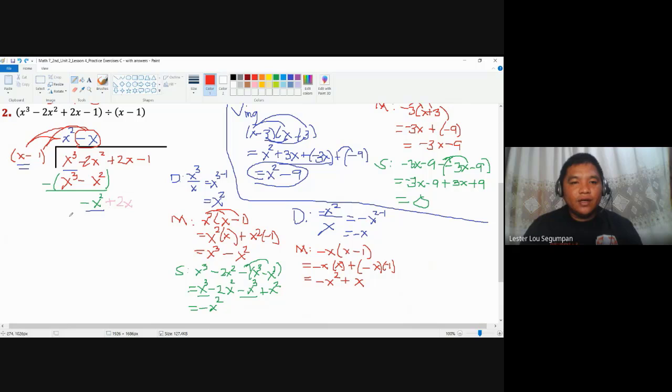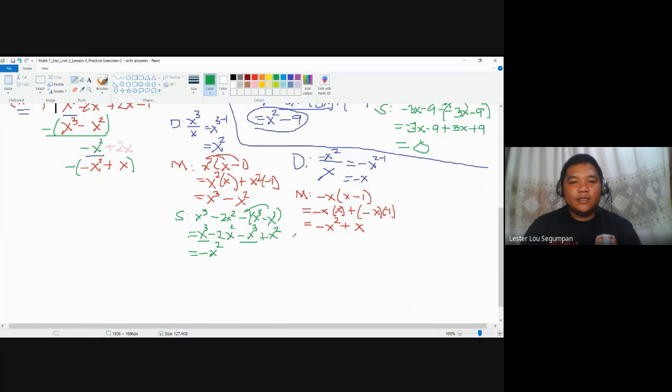Negative x squared plus x. Then subtract as a whole. Your next difference will cover negative x squared plus 2x minus the quantity of negative x squared plus x. Again, if you're going to do it on your own, simply take your time, study the signs, study the processes. No need to rush.